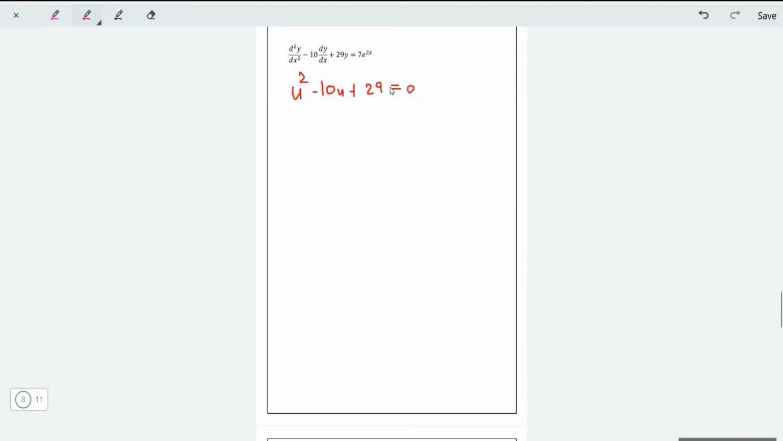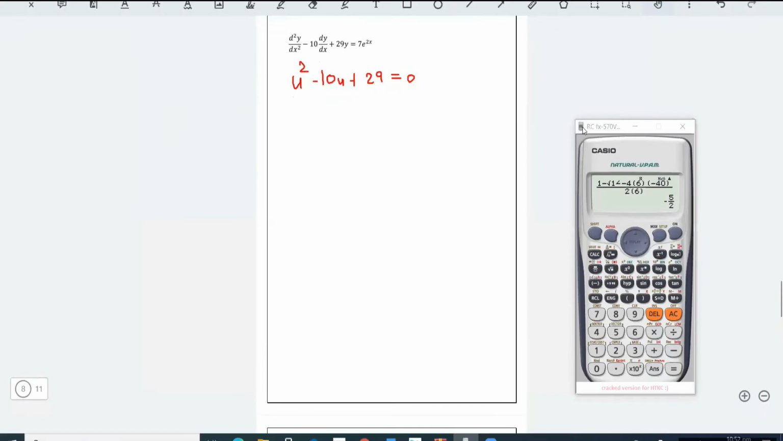Now, I'm not going to lie to you, I don't look like I can factorize it so easily. And so I'm just going to draw for the magic calculator, and it will solve it for us.